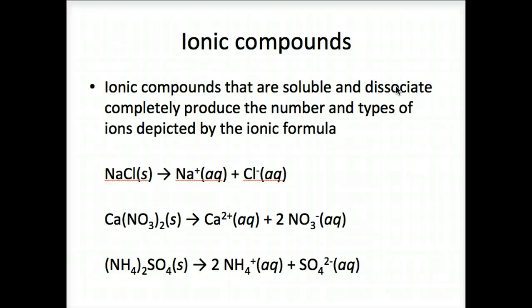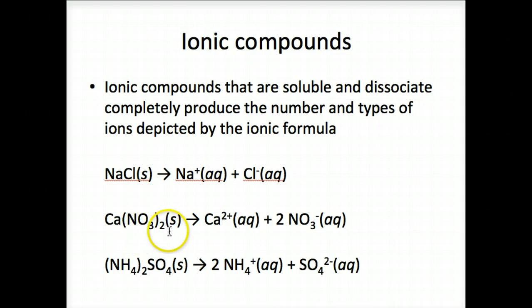First, I want us to remember what we covered in the last lecture involving ionic compounds. You can see here ionic compounds that are soluble and dissociate completely produce the number and types of ions depicted by the ionic formula. So you can see sodium chloride is an ionic compound because in aqueous solution it's going to separate into its ions, the sodium ion, which is a cation, the chloride ion, which is an anion. Notice the little AQ means that it has dissolved in water and dissociated.